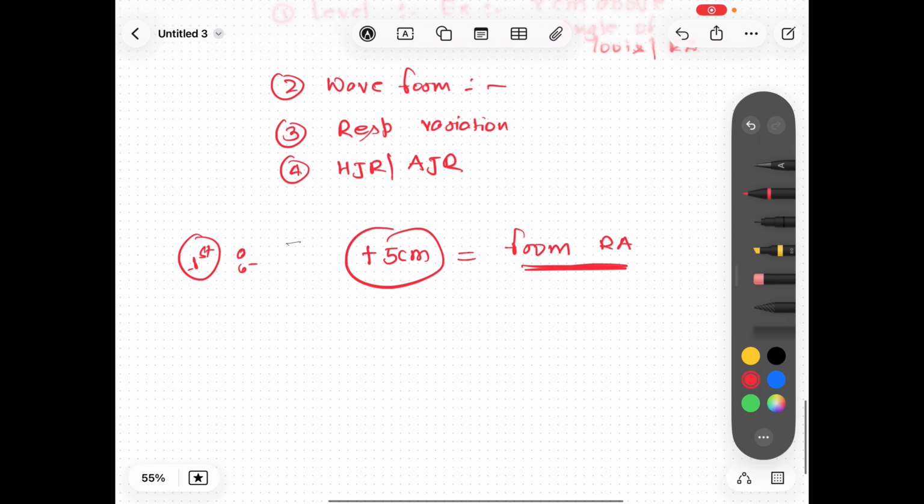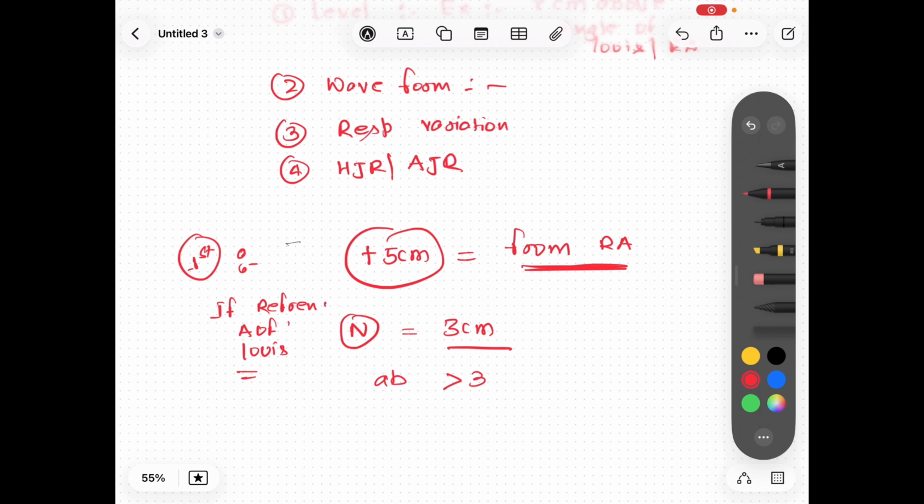So what is normal? If you are taking the angle of Louis as reference, then normal is 3 centimeter. Normal is 3 centimeter. Abnormal is more than 3 centimeter.